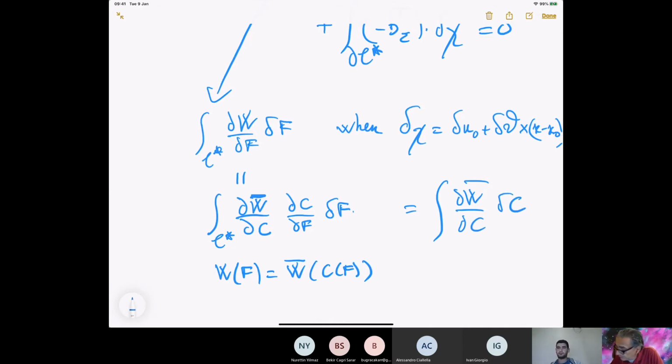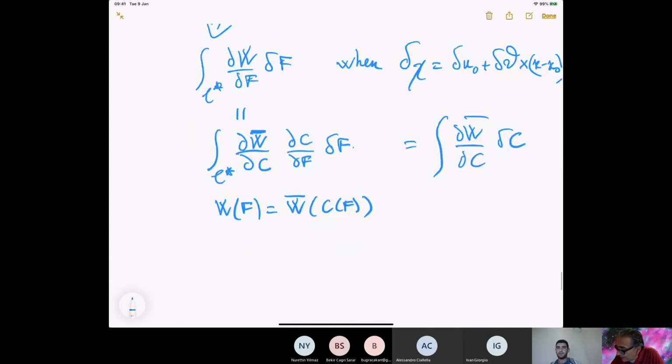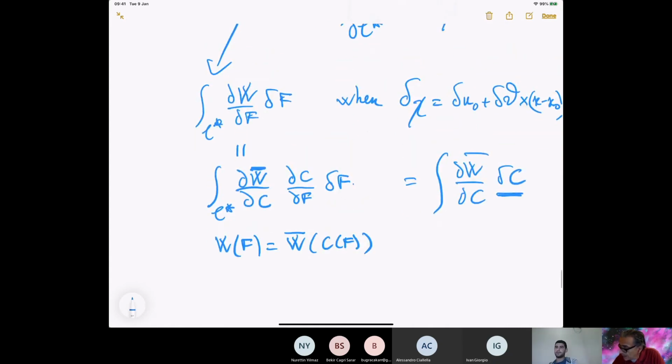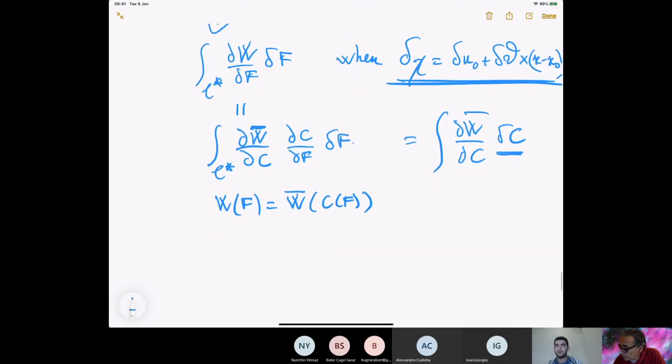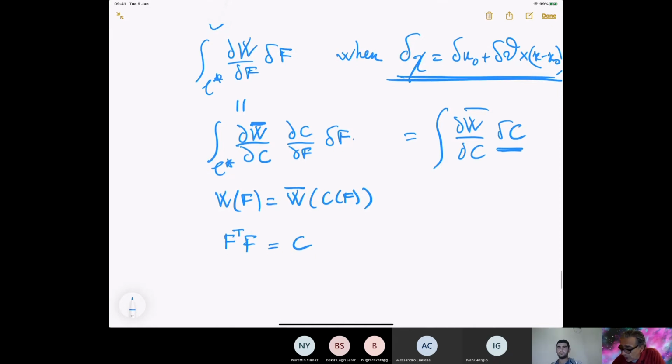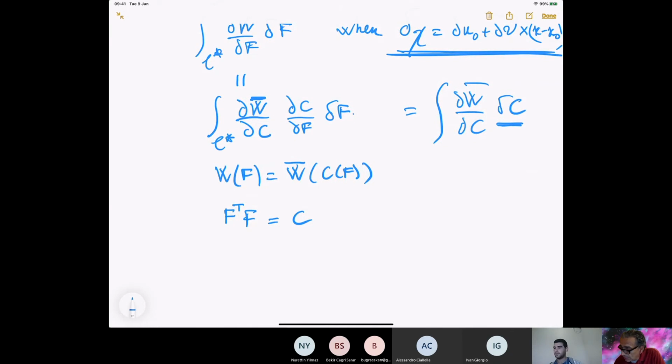But this delta c is relative to this rigid body motion. So I have f transpose f, which is c. Then I change delta k, so I have k plus delta k.